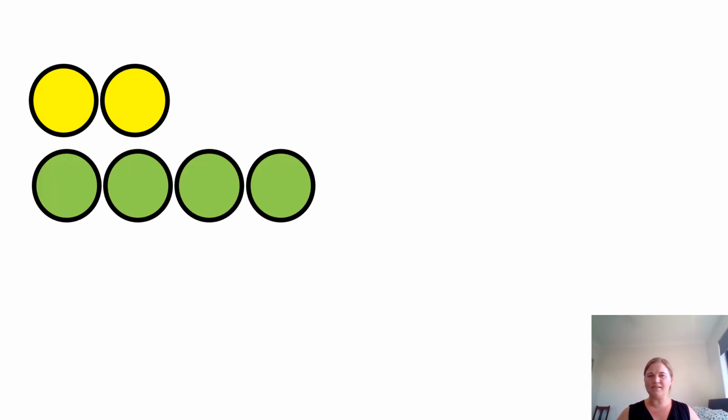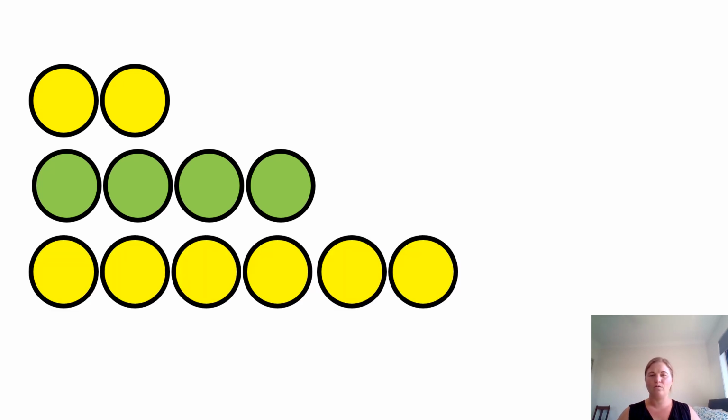How many are in this pattern? We've added 2 more counters. 1, 2, 3, 4. This pattern is getting bigger, or this pattern is growing. I want to add 2 again. How many are we going to have now? 1, 2, 3, 4, 5, 6. So far we have 2, 4, 6.